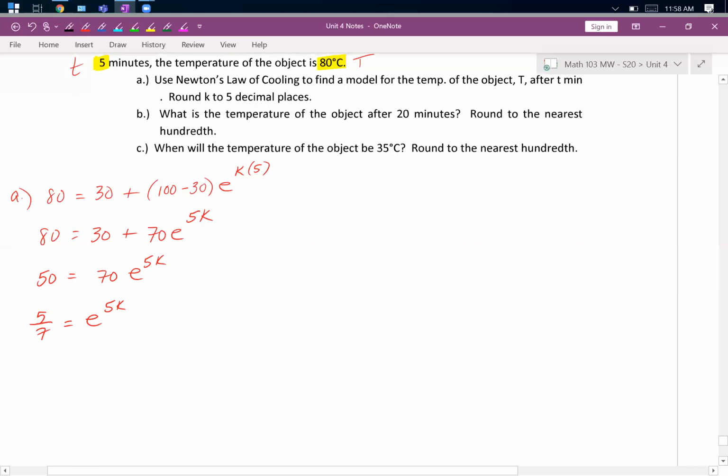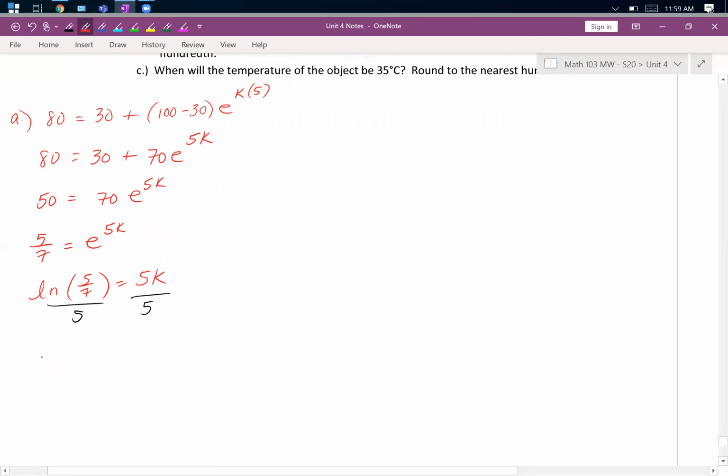Now that our exponential is isolated, we're ready to rewrite it in logarithmic form. Natural log of 5/7 equals 5k. And then we're dividing by 5. We get our k value to be equal to negative 0.06729.